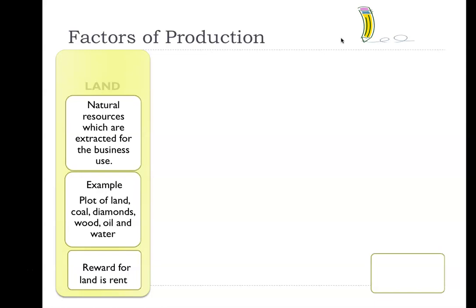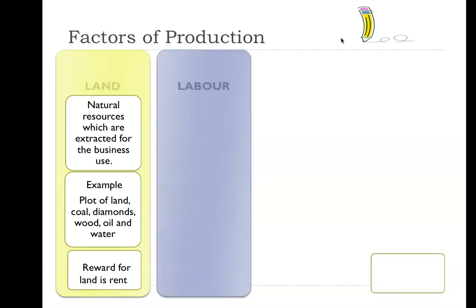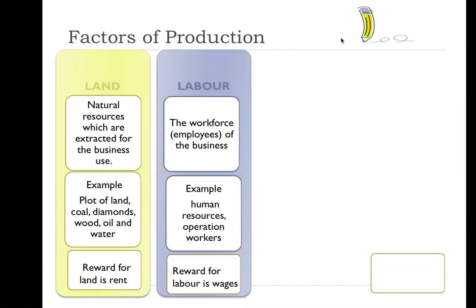Moving on to the second factor of production, this is labour. The labour is the workforce of the business, so your employees in other words. So examples could be human resources, the operation workers that perhaps work the machinery, and the reward for labour is wages. So obviously when you go to work, you want to be paid for your hard work.